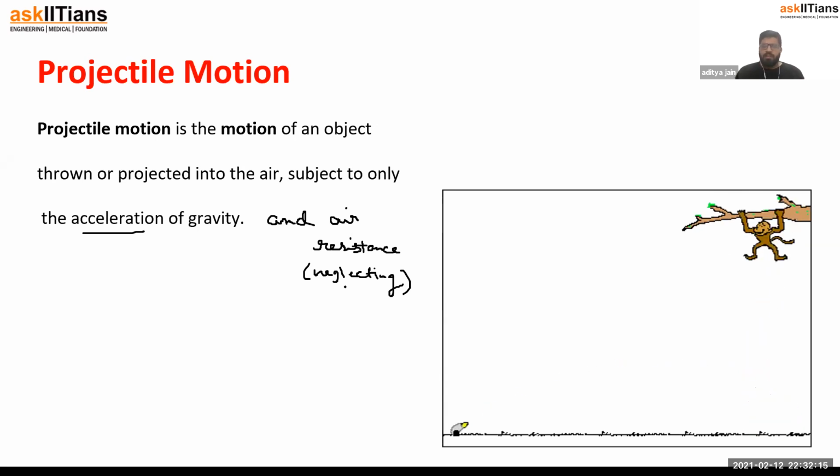So we define projectile motion as the motion of a body which is thrown or projected into the air, where the only acceleration acting on that body is the acceleration due to gravity.